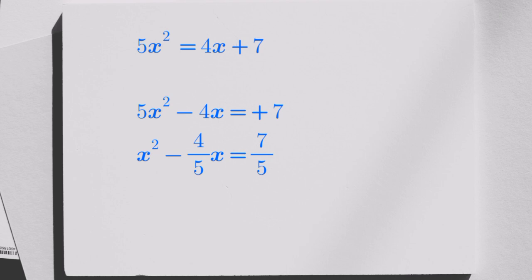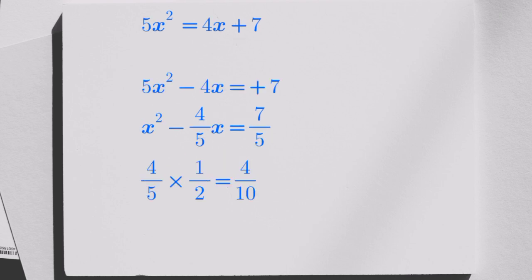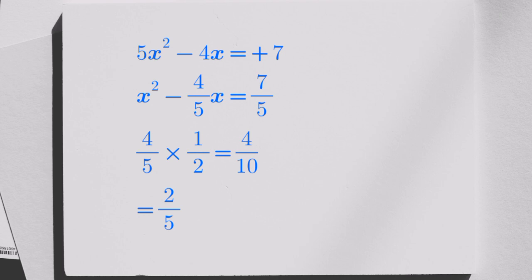5. Now, the next step is to divide the coefficient of x, which is 4 over 5, by 2 and then add the square to both sides of the equation. So as we said before, dividing it is also the same as multiplying it by 1 over 2. So we have 4 over 5 multiplied by 1 over 2, and this actually equals 4 over 10. Now when we divide through by 2, we have 2 over 5. So we're going to add 2 over 5 square to both sides of the equation.